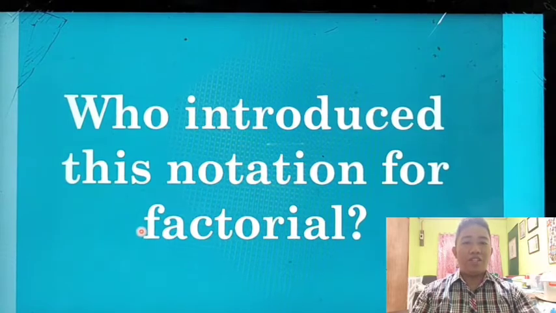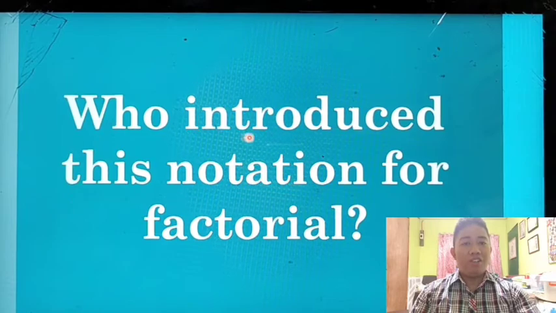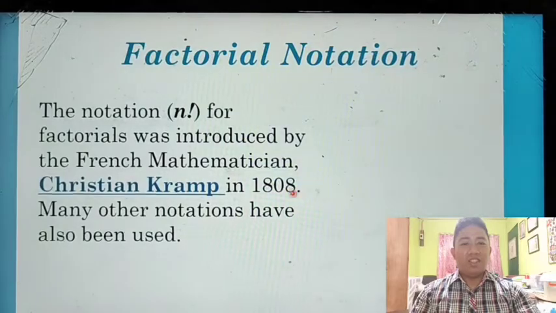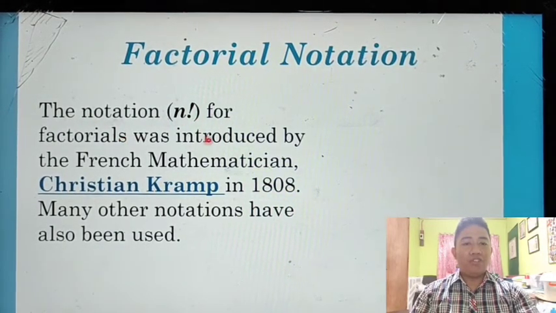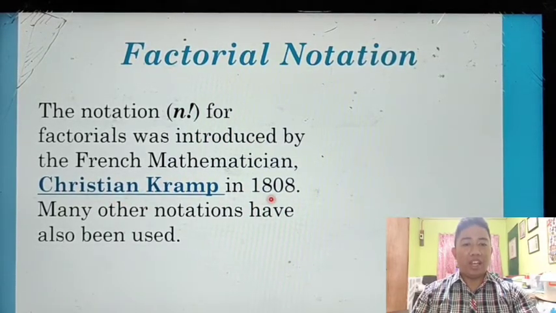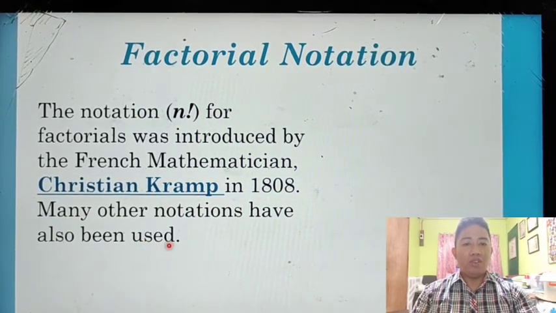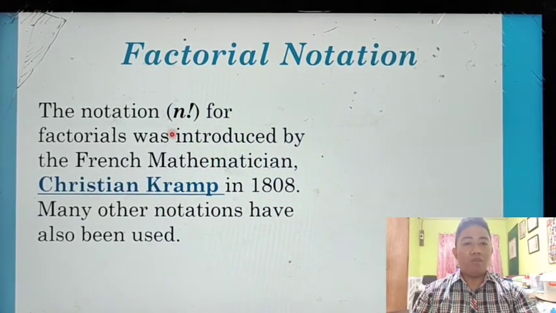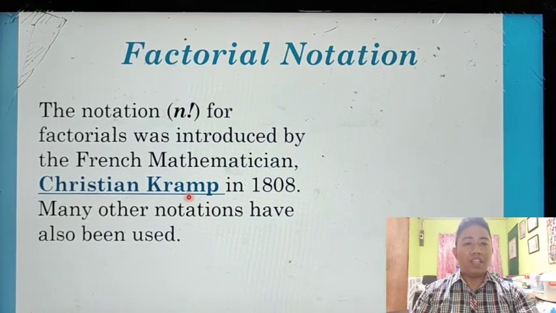So my dear friends, students, and viewers, here is the question. Who introduced this notation for factorial? The notation n factorial was introduced by the French mathematician Christian Kramp in the year 1808, and many other notations have also been used. So the French mathematician who introduced this notation was Christian Kramp in the year 1808.